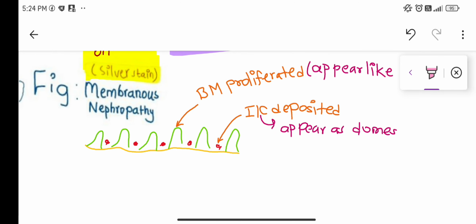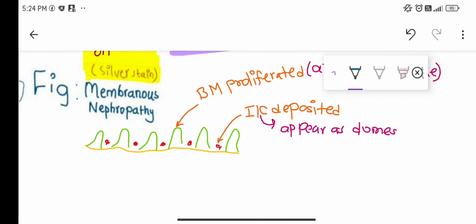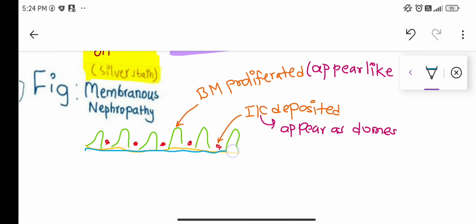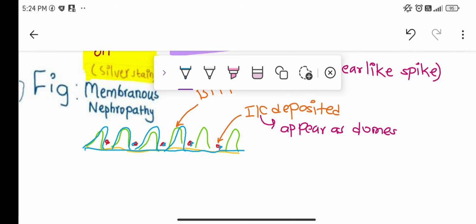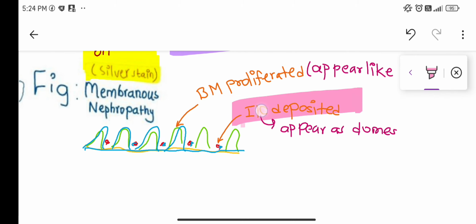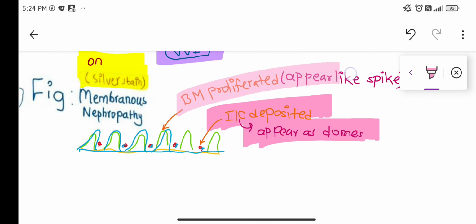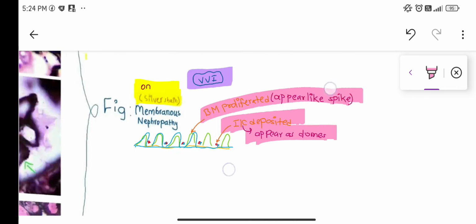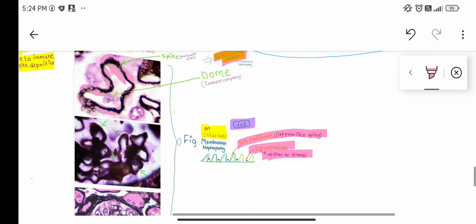You can see here, this is the basement membrane, and these are the proliferated parts of the basement membrane, and these are the immune complexes that are deposited. So it will give the appearance of a dome shape. The basement membrane proliferated like a spike. So this is the appearance of membranous nephropathy on silver stain.